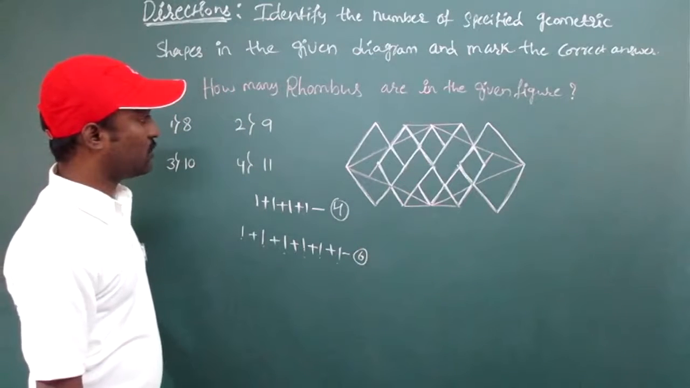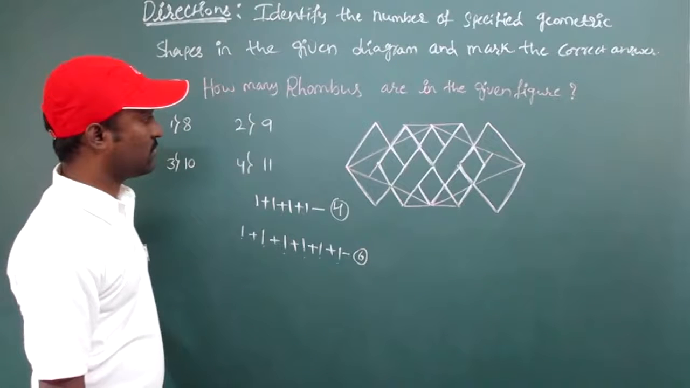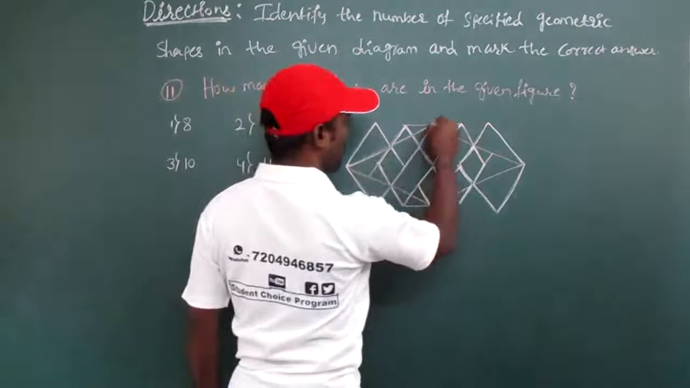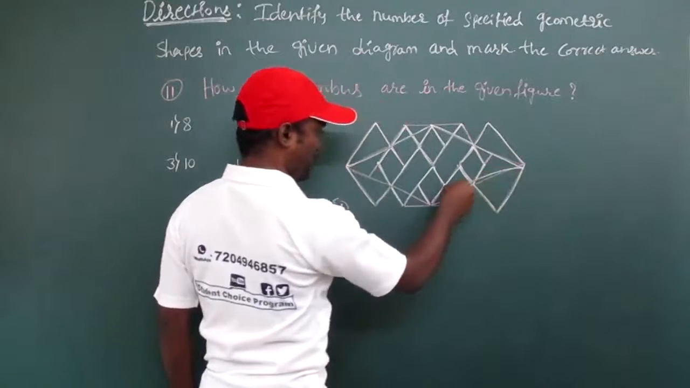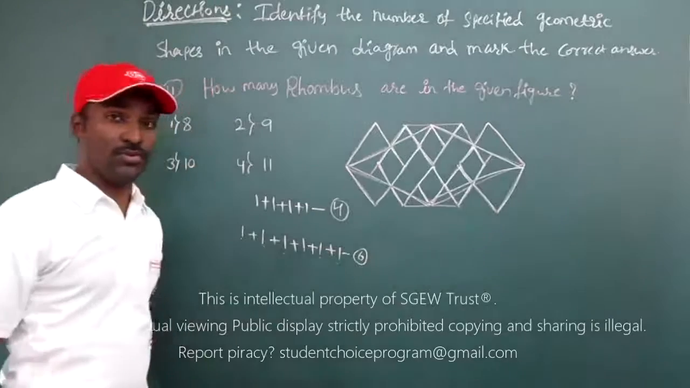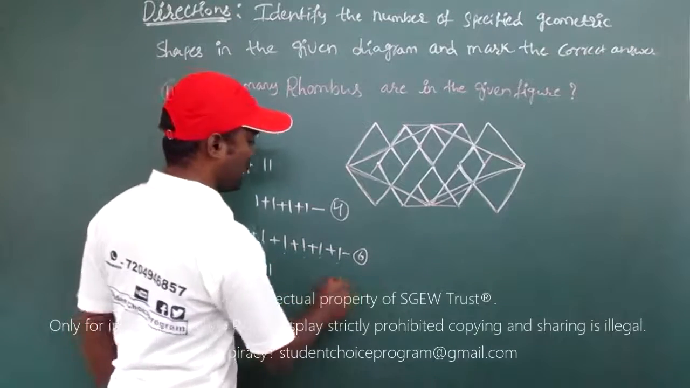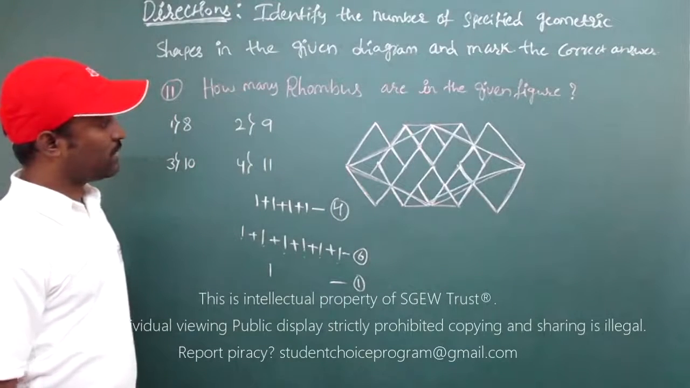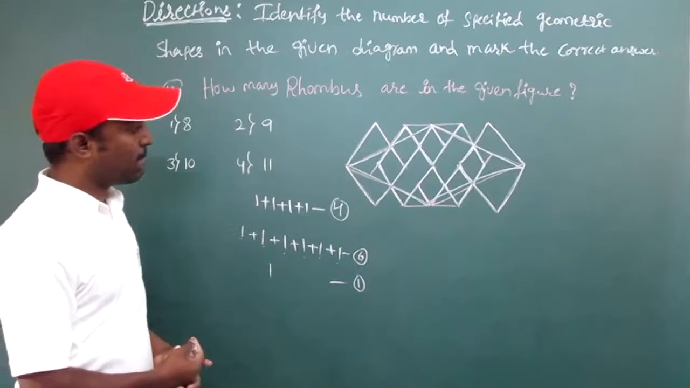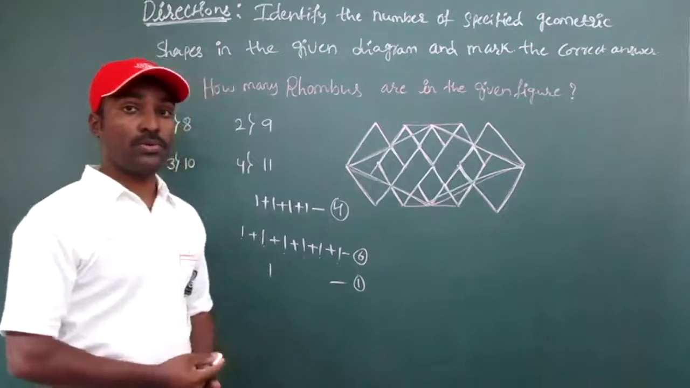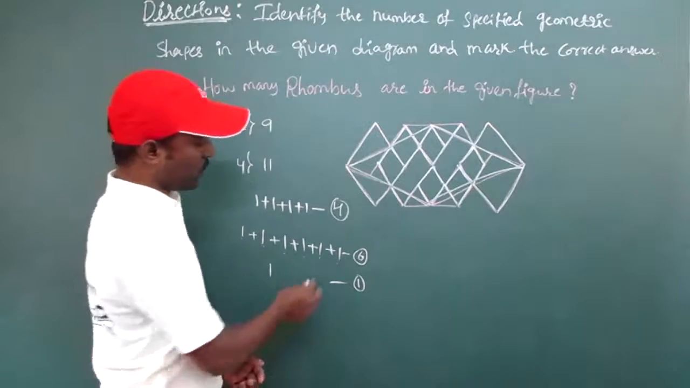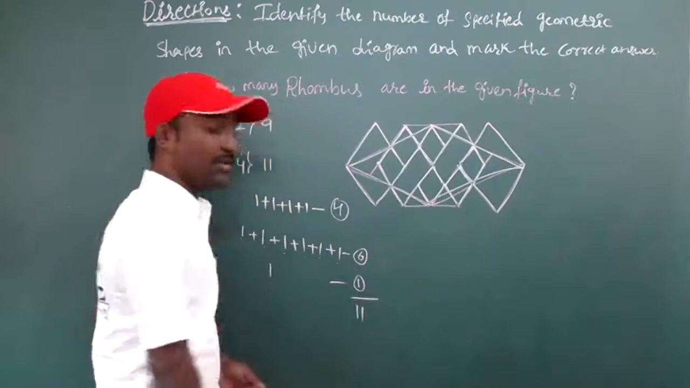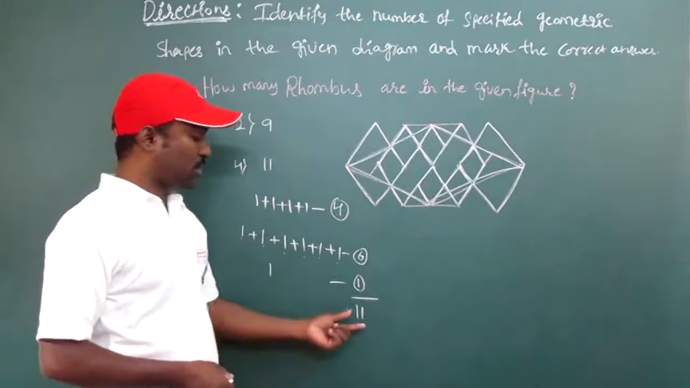Now, is there any other rhombus present? Yes, there is a big rhombus here. This is one big rhombus. So total here 1. Is there any other big rhombus present? No. So make total. 4 plus 6 is 10. 10 plus 1 is, total is 11. Okay, now we got total 11 rhombus.